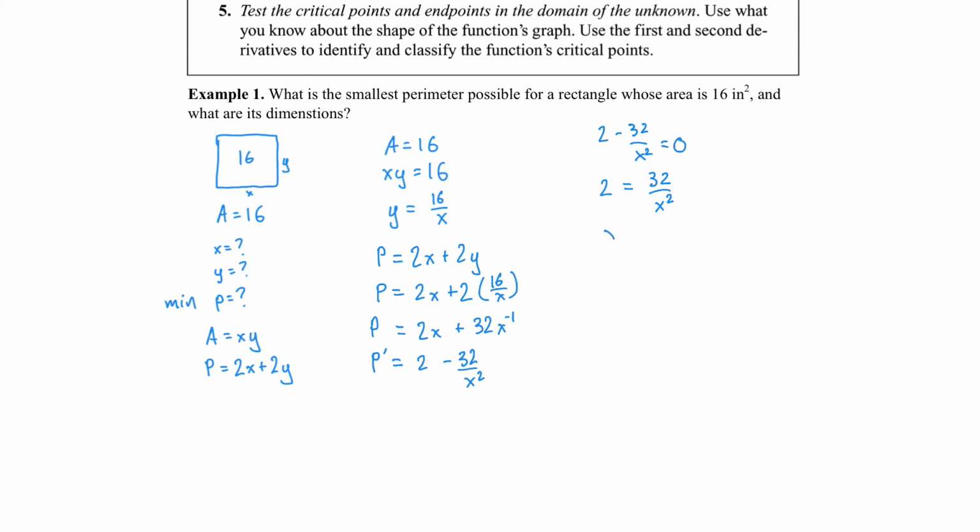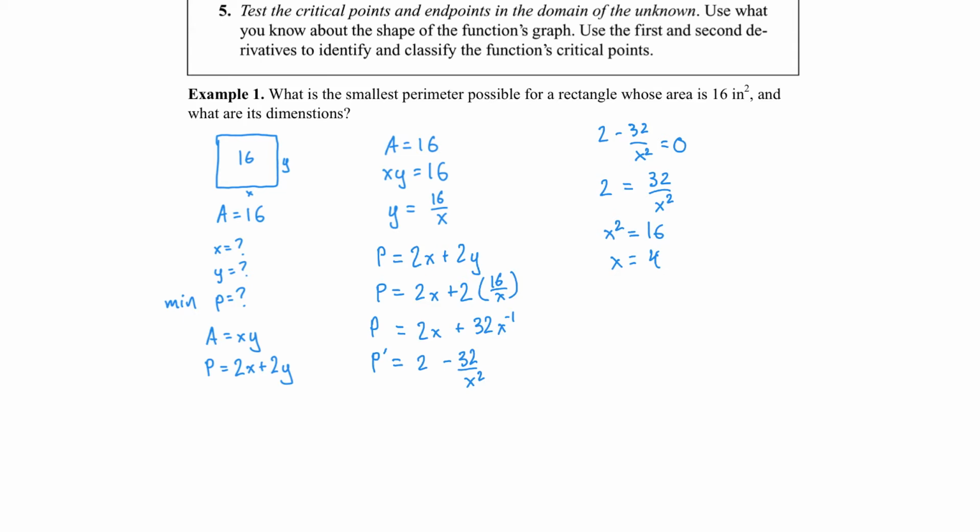So we're going to get x squared is equal to 16. So we find x is equal to plus or minus 4. Of course, we just want the positive value here. We just want the positive value 4 because, of course, x is a dimension. It doesn't make sense to have a negative length.